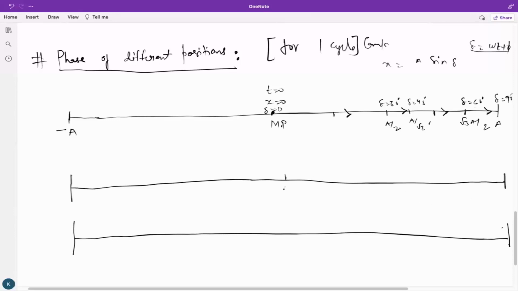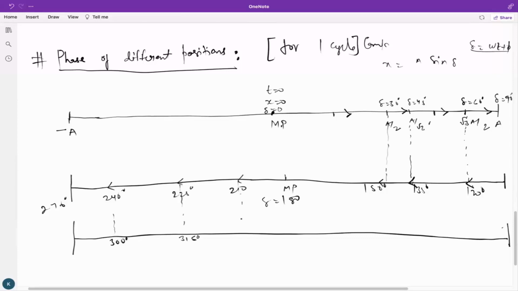Now next, this is our mean position, and at the same positions below, the value is 120 degrees, and this time our particle is going in the left direction, 135, 150 degrees, and there our value is zero. Their delta value is 180 degrees. Same as 210, 225 degrees, 240 degrees, and 270 degrees. Now next, just below it, it will be 300 degrees, 315 degrees, 330 degrees, and the same 360 degrees. So this is one cycle.